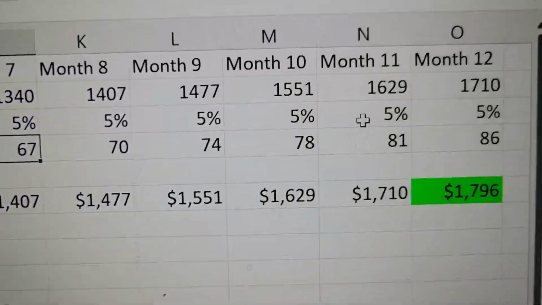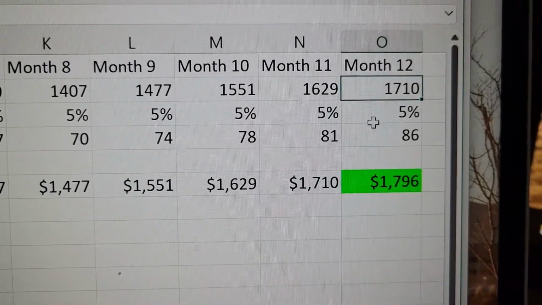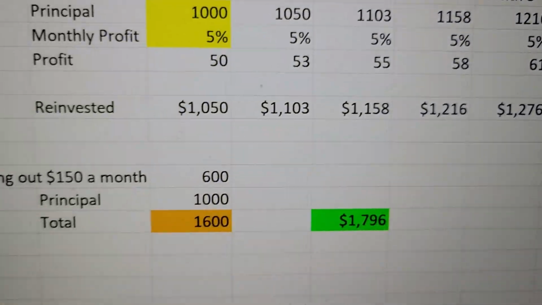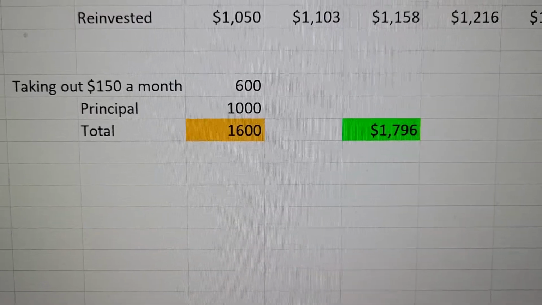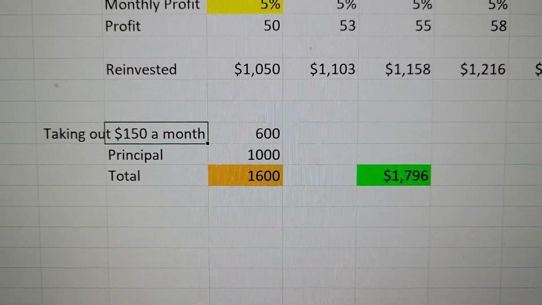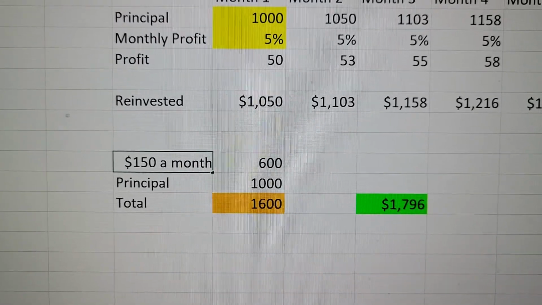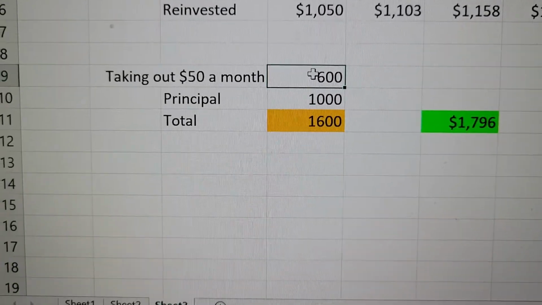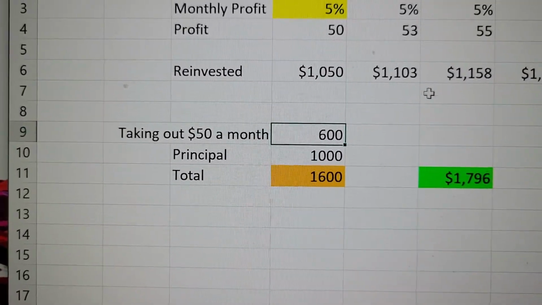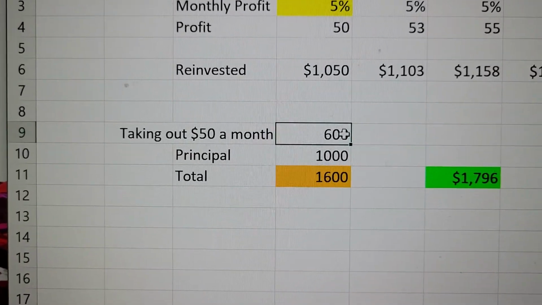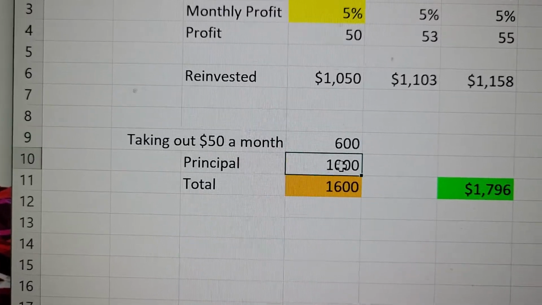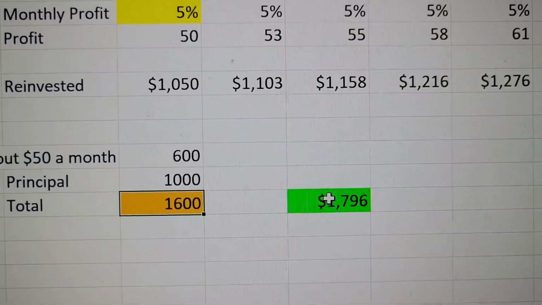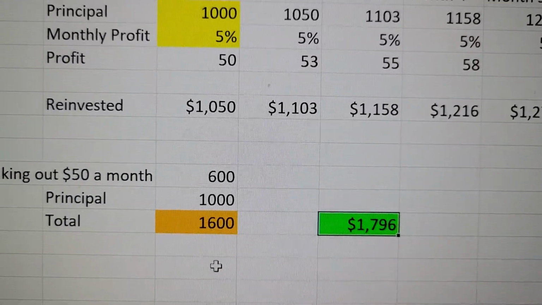All right, so at the end of 12 months, this is the best part. You made 1,796 after 12 months. Now let me show you the comparison. Oops, that's not correct, that was from my other example. All right, let's just say we take 5%. Really simple: if you were to take the $50 out instead of reinvesting it, you would have 600, because 50 times 12 is 600. The principal's 1,000, so you'd walk away with 1,600. Now, if you take your profits and reinvest, you're at 1,796. See the difference? Pretty significant.